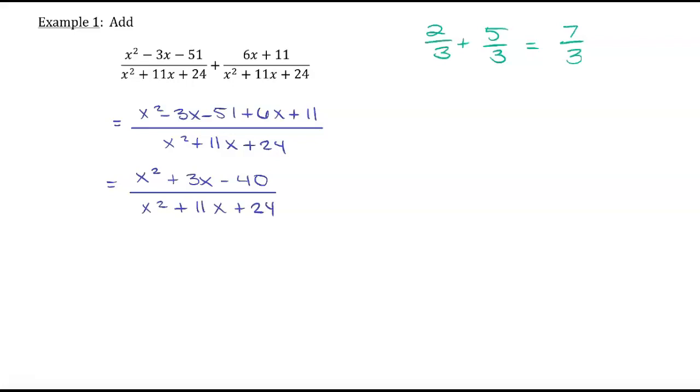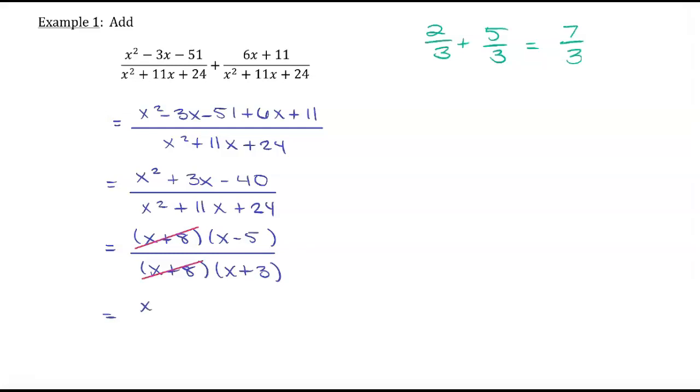Now that we've added these two expressions together, we need to use our methods from our previous sections to simplify. We begin by factoring the numerator and denominator. X squared plus 3x minus 40 can be factored as x plus 8 times x minus 5. And x squared plus 11x plus 24 can be factored as x plus 8 times x plus 3. Now we look for common factors in the numerator and denominator, and we notice that there's a factor of x plus 8 in both. This leaves us with simply x minus 5 in the numerator and x plus 3 in the denominator.